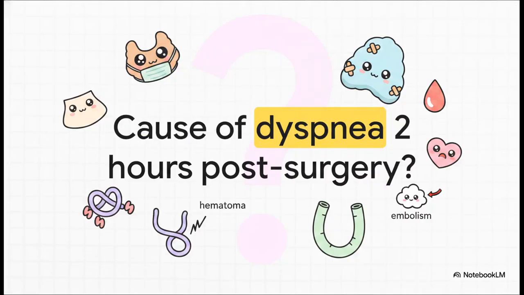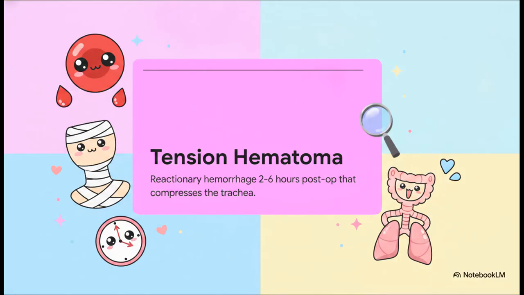Question 8. A 36-year-old female who underwent a subtotal thyroidectomy complains of shortness of breath 2 hours after the operation. So what is the most likely cause? A. Tension hematoma. B. Bilateral recurrent laryngeal nerve injury. C. Tracheomalacia. D. Injury to the trachea. Or E. Pulmonary embolism. Correct answer is A, tension hematoma.